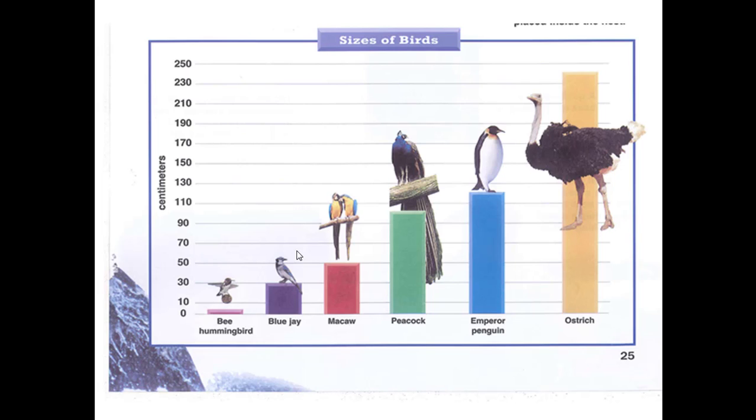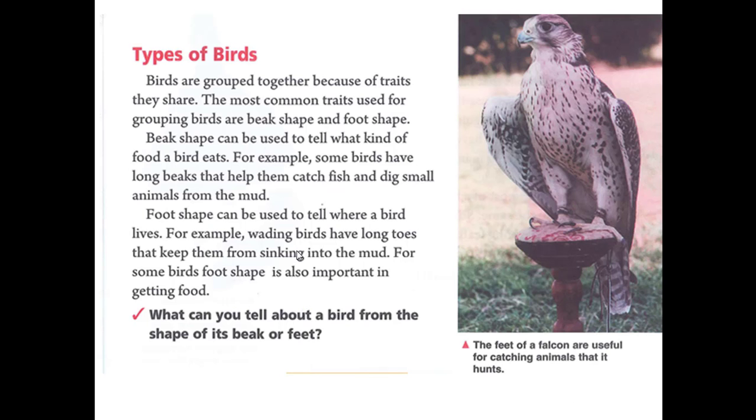So, birds like what? Like blue jay, like macaw, like peacock, like ostrich. Okay, and we say most of the birds can fly, but some of them can't fly. And we have different types of birds. And birds are grouped together based on the traits that they share, and the most common traits used for grouping birds are beak shape and foot shape. Okay, this one is a beak shape and the foot shape. So based on the beak shape and the foot shapes, we group the birds.